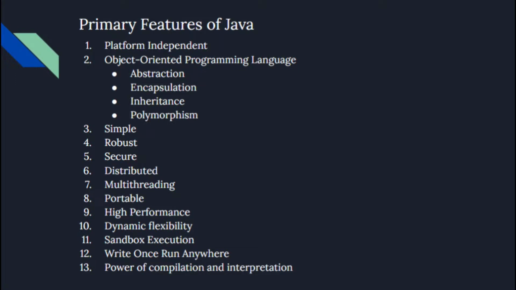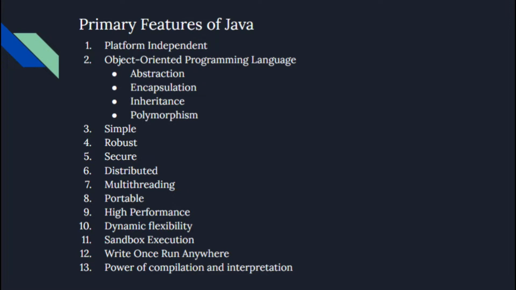Number 5. Java is secure. In Java, we don't have pointers, so we cannot access out-of-bound arrays. It shows an array index out of bound exception if we attempt to do so. That's why several security flaws like stack corruption or buffer overflow are impossible to take advantage of in Java.